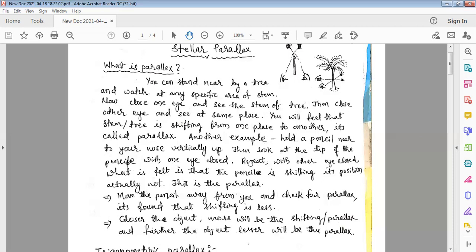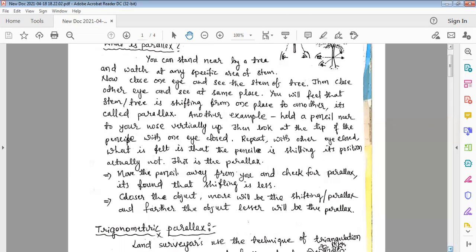Therefore this kind of phenomenon we can make use of to determine something in physics. Look at the tip of the pencil with one eye closed. Repeat with the other eye closed. What is felt is that the pencil is shifting its position. Actually, it is not shifting. So this is the apparent shift. So this is called the phenomenon of parallax.